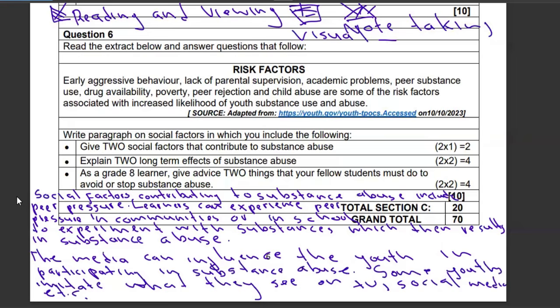Then in addition to that, the community also can contribute as an additional point. You can also include the community. The community can also be involved, and even family members can contribute to substance abuse. Then the next one: explain long-term effects of substance abuse and advice. So this one, we'll take it to the top part.